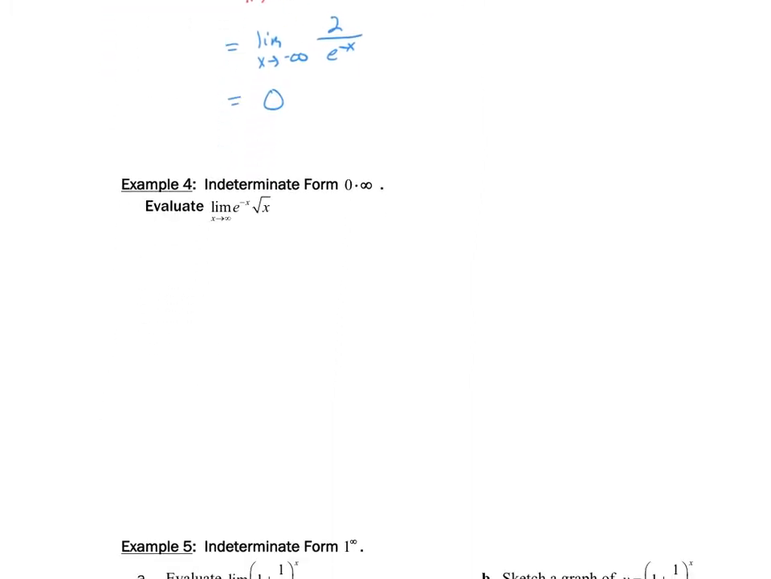All right, here we're going to be in the indeterminate form 0 times infinity. So now for us to run our limit, and this is just a rewrite. I'm just keeping the square root in the numerator, and I'm going to move the e to the negative x, change it to a positive x, so that I have it as a ratio.